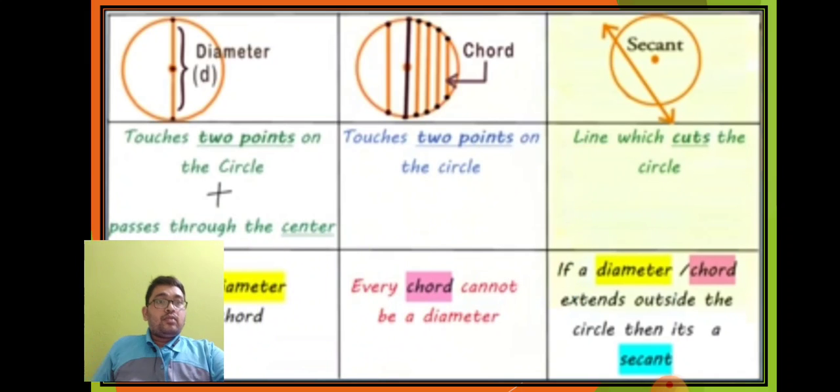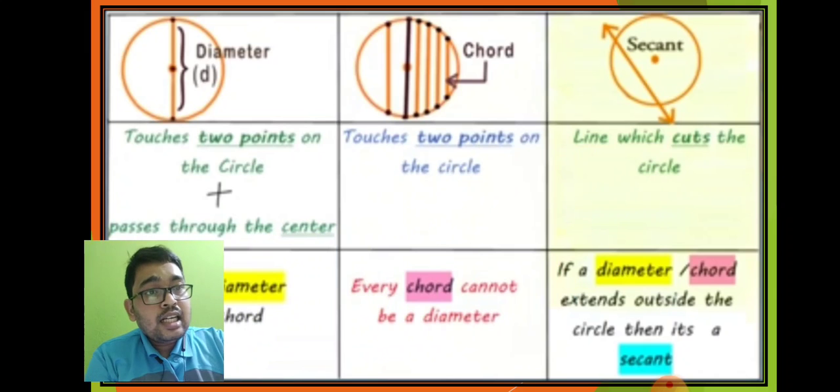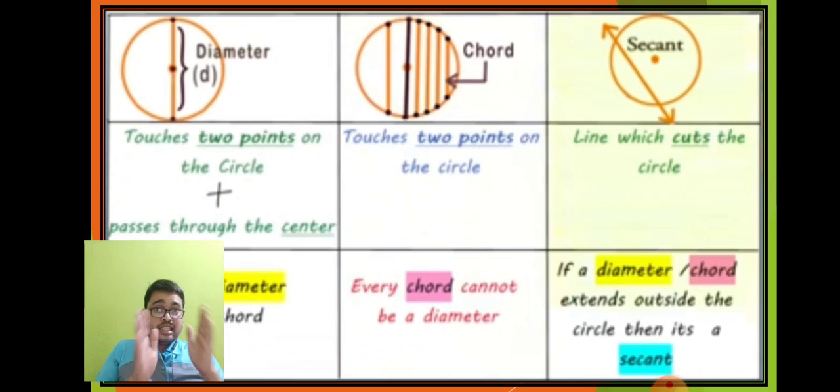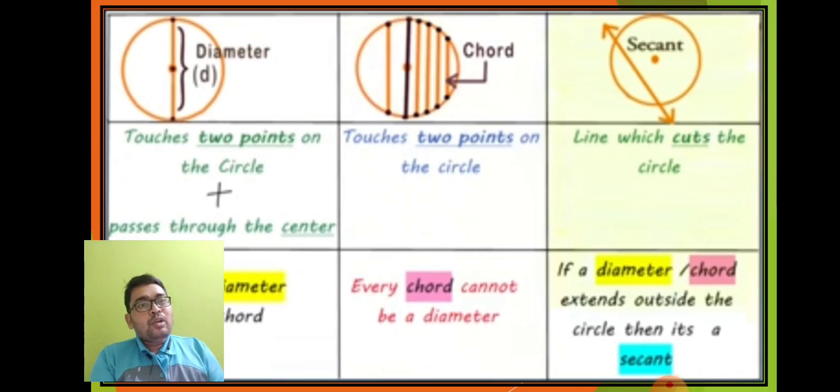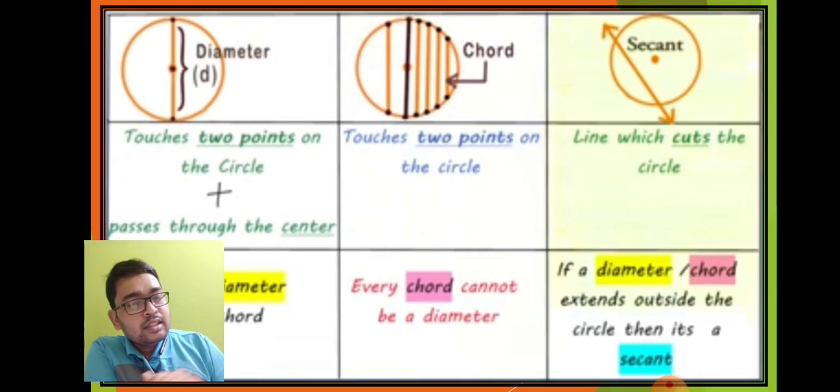Now the secant. A line which cuts the circle at two different points, or the line which intersects the circle at two different points, is known as a secant. So if a diameter or chord extends outside the circle, then it is a secant. It means when you extend the diameter or chord on both sides, if you put arrows outside the circle, then it will be called a secant. So these are the major differences between diameter, chord and secant.